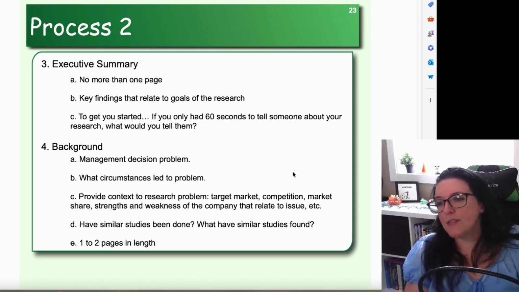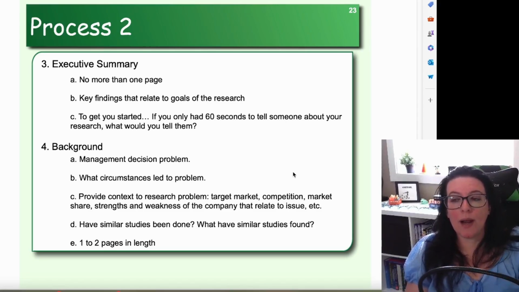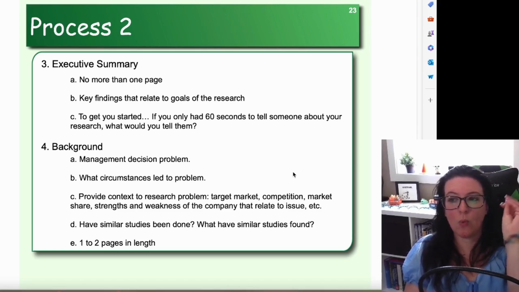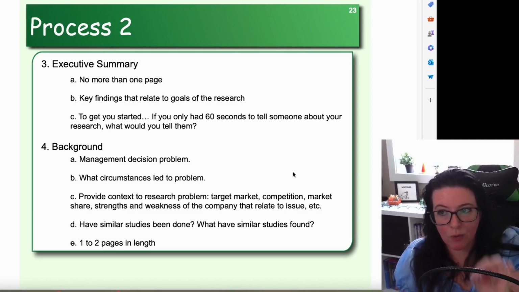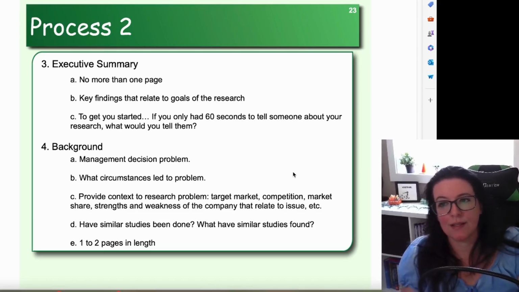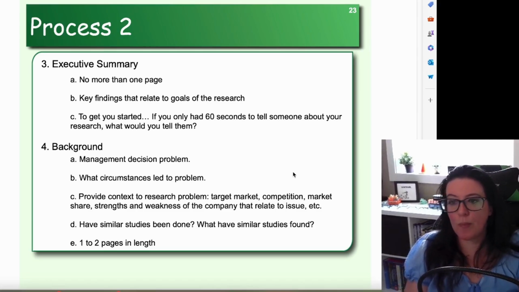So after your executive summary, if that's the only thing anyone ever reads, it should tell them basically what you did at a very high, broad level and then what you found and how this adds value to the organization. Then we can dig into a bit more detail.